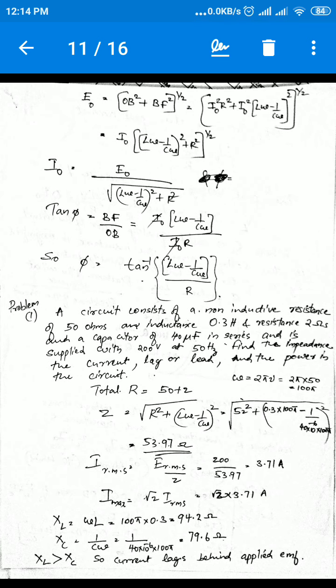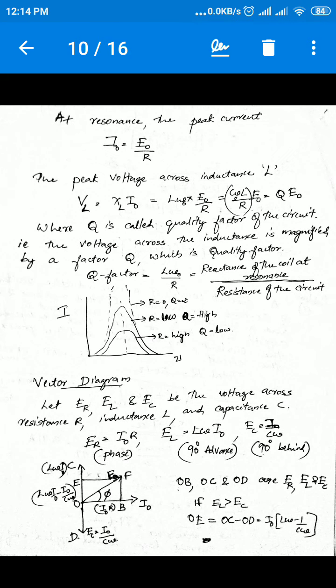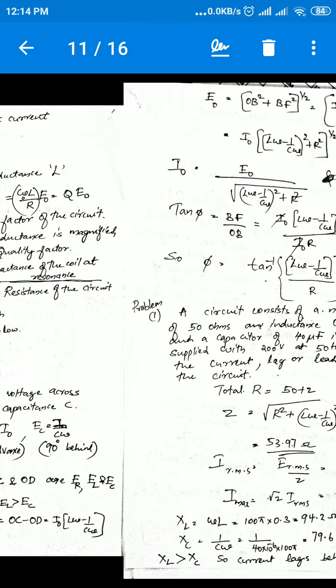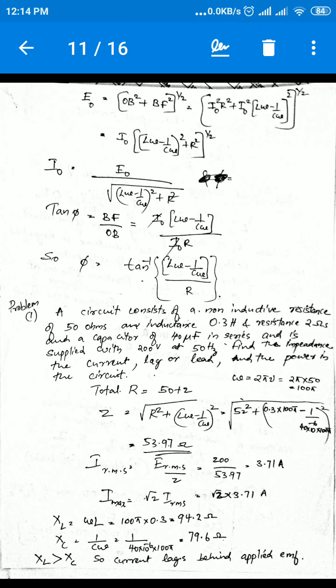And E0 you can find out from the vector diagram. E0 is the square root of OB square plus BF square. OF is E0. So OB is I0R and BF is the same as OE, which is I0 into L omega minus 1 by C omega. So we can take the squares and add them and take the square root: I0 square R square plus I0 square into L omega minus 1 by C omega whole square, under the root. And then you will get the value of E0.